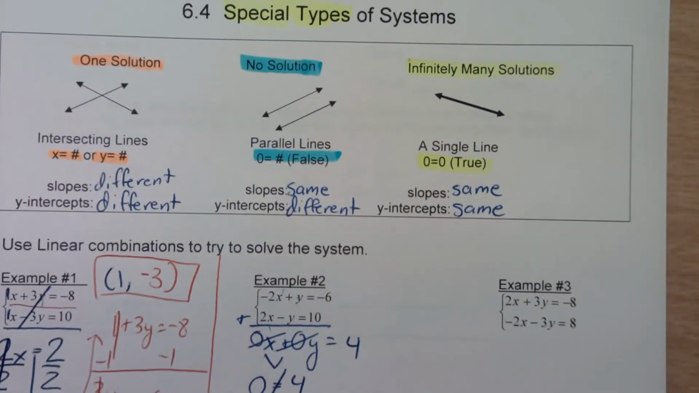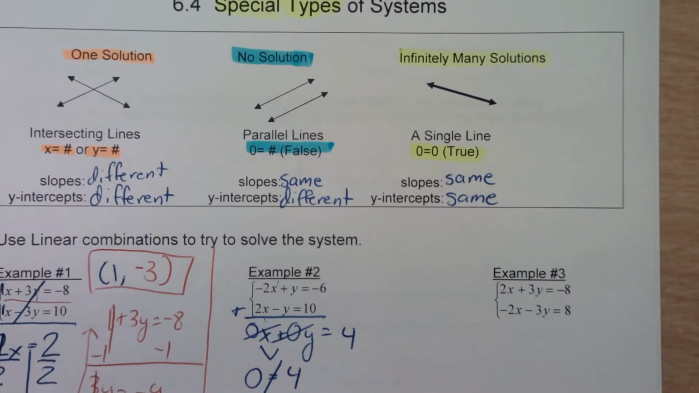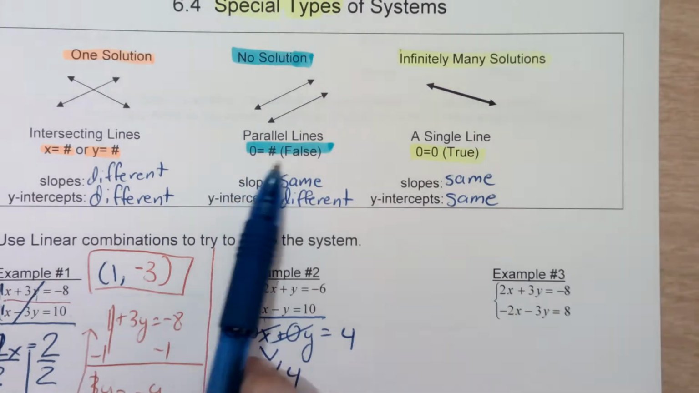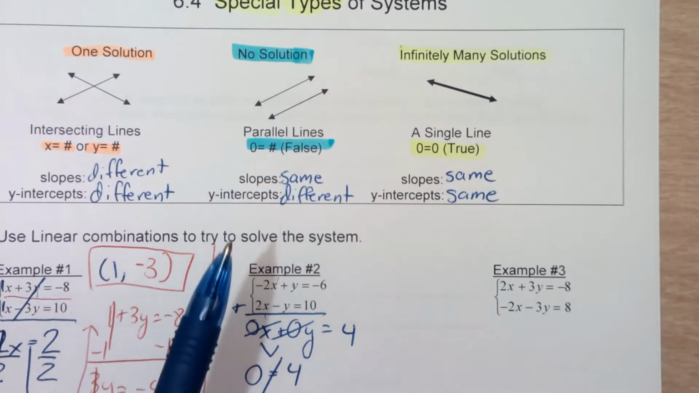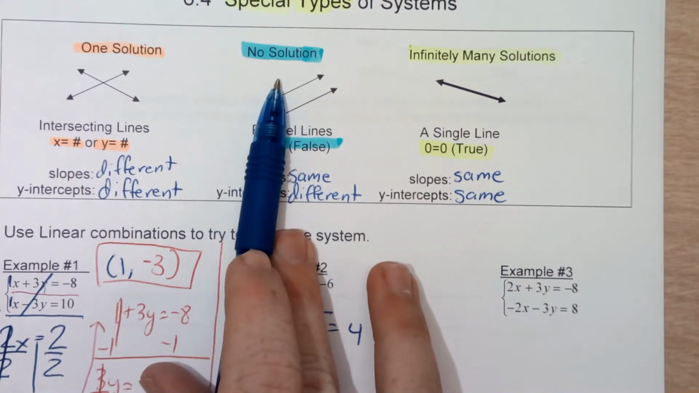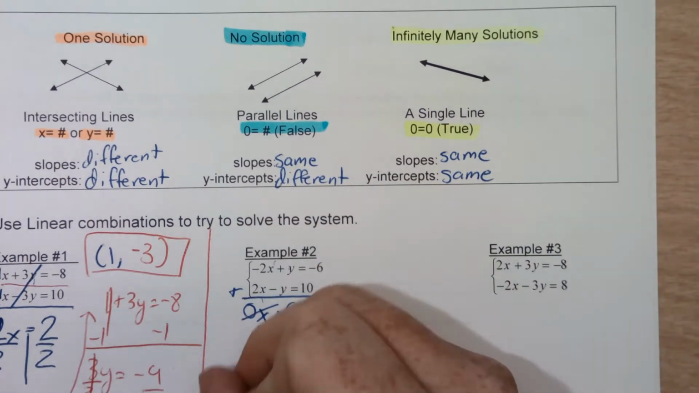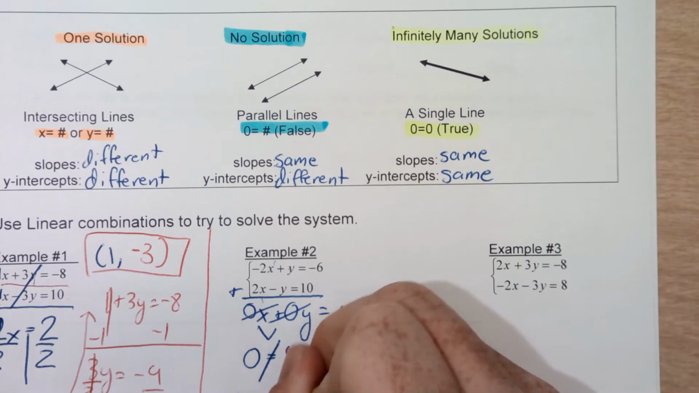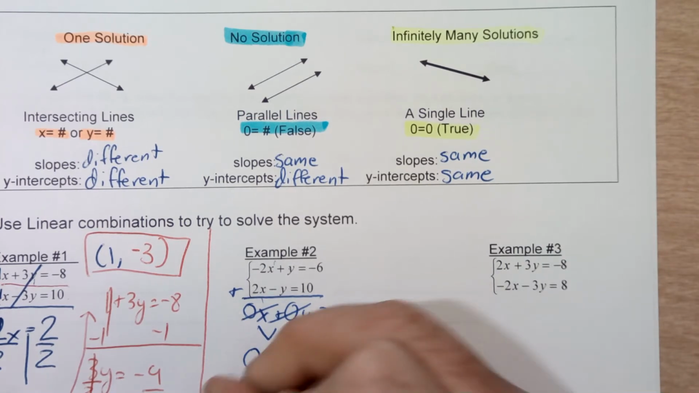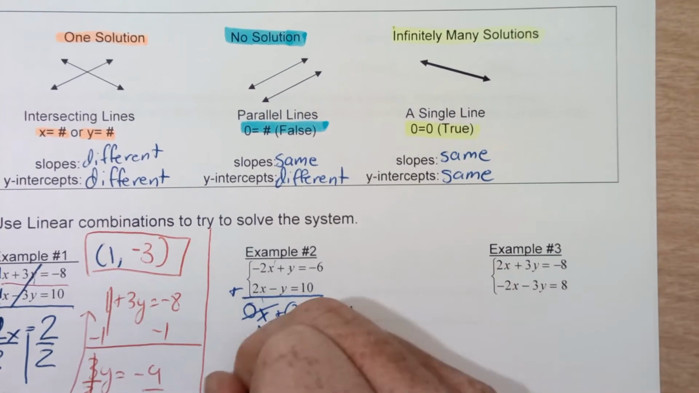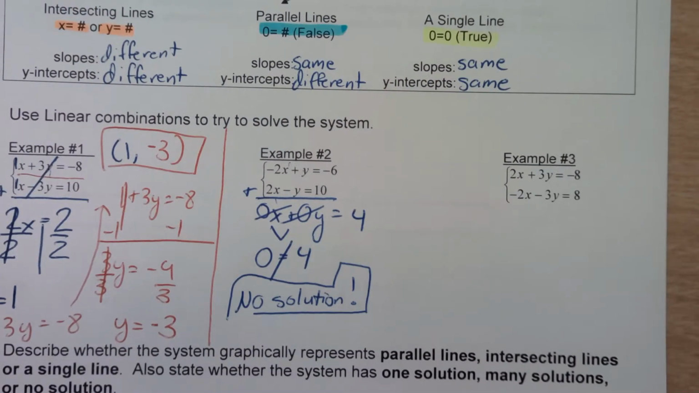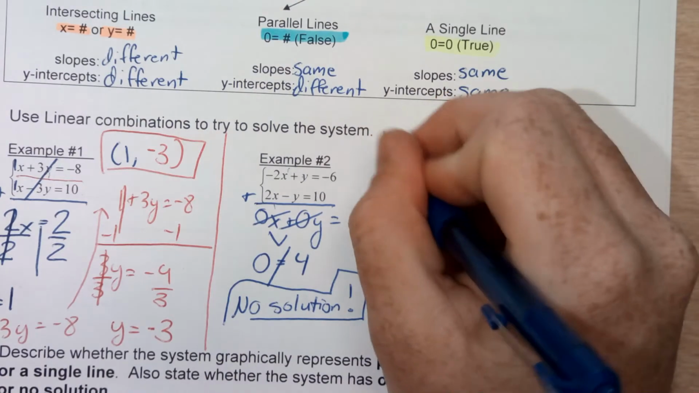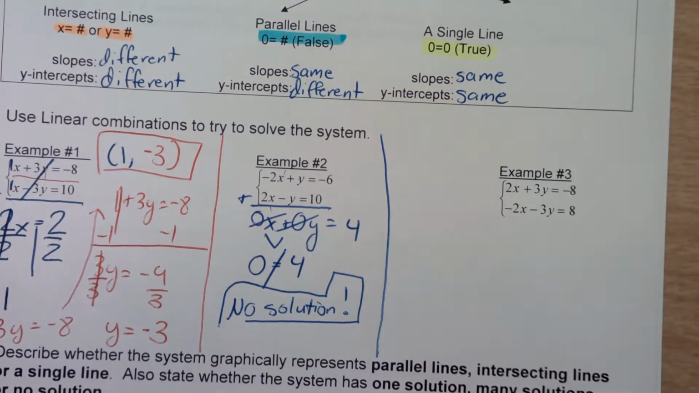So if you look up here, this is parallel lines. We have 0 equals a number that is not 0, right? It is false. So this means that we have parallel lines, which means we have no solution. Okay, we have no solution, which means these lines never cross. That's what no solution means, is that those lines never cross. Okay, so let's go ahead and move on to the last example we have here, example 3.